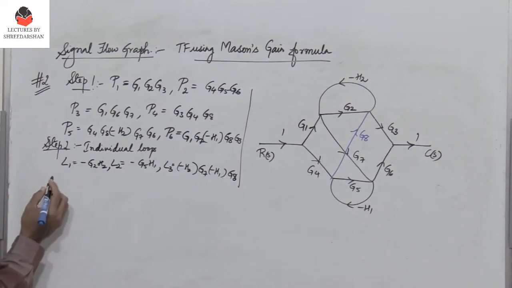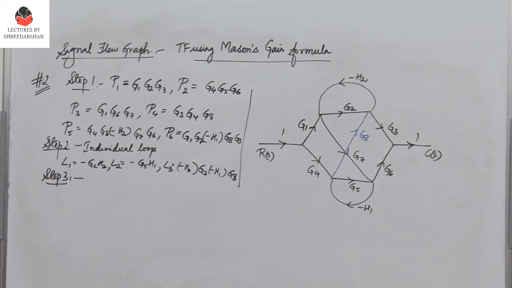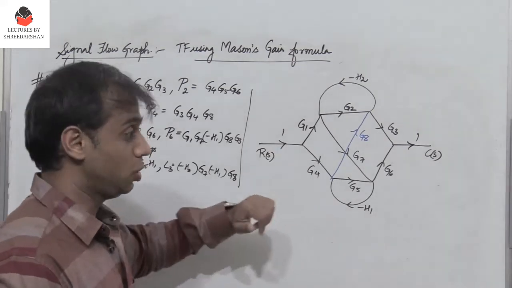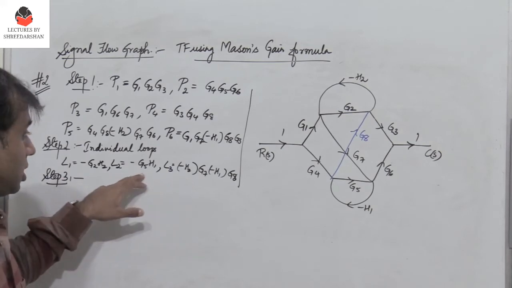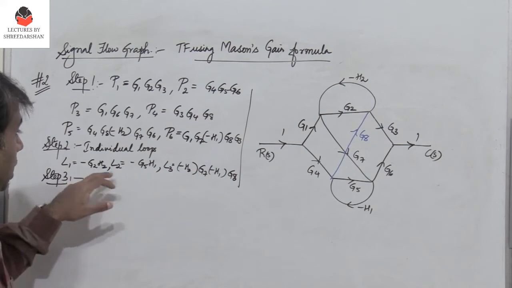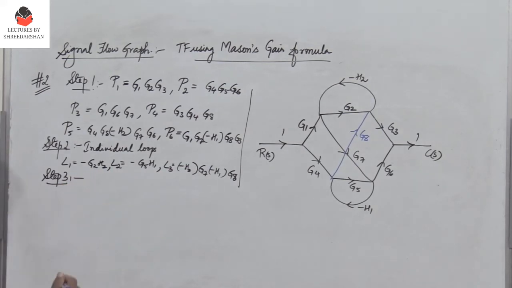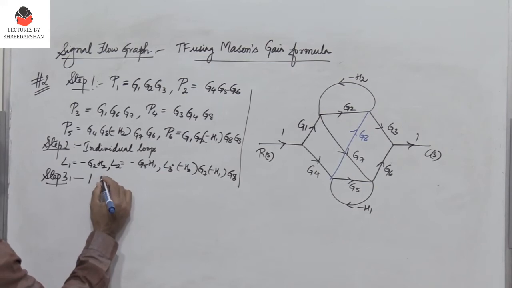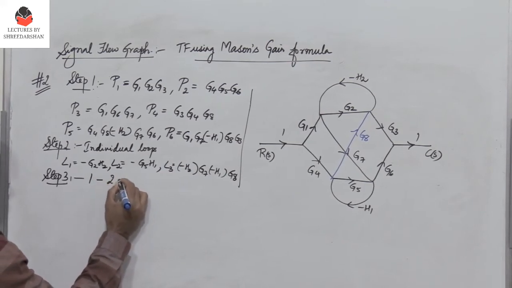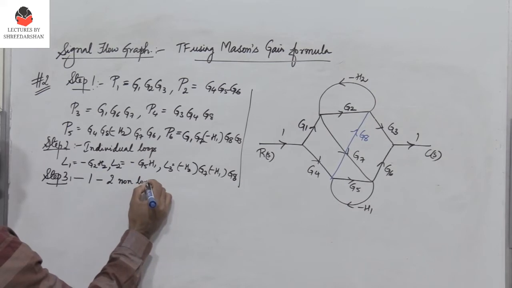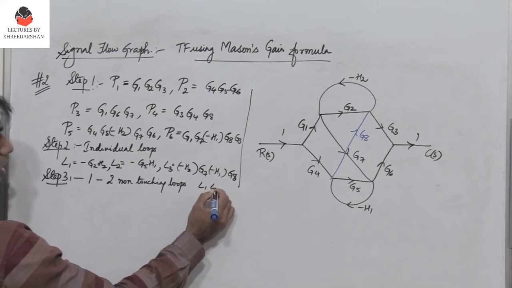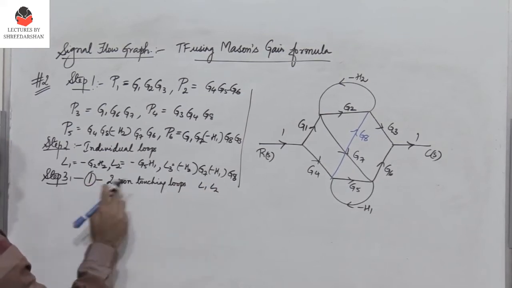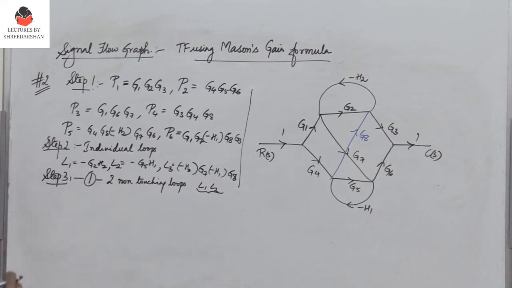Step 3, we need to identify 2 non-touching loops. Is there any non-touching loop? We have identified 3 loops. Of course, L1 and L3 do share common nodes, whereas L2 and L3 also share common nodes. But L1 and L2 are non-touching loops. So there are 2 non-touching loops, and that is L1 and L2. There's just one of them, that is L1 into L2.